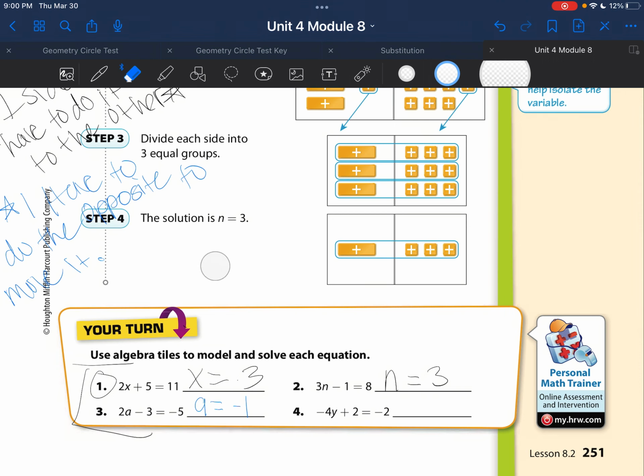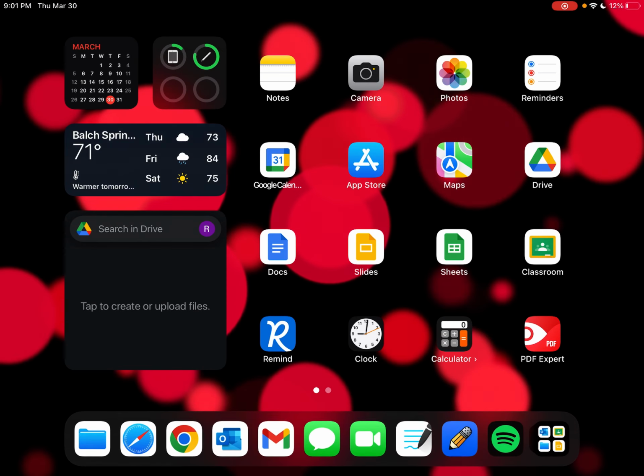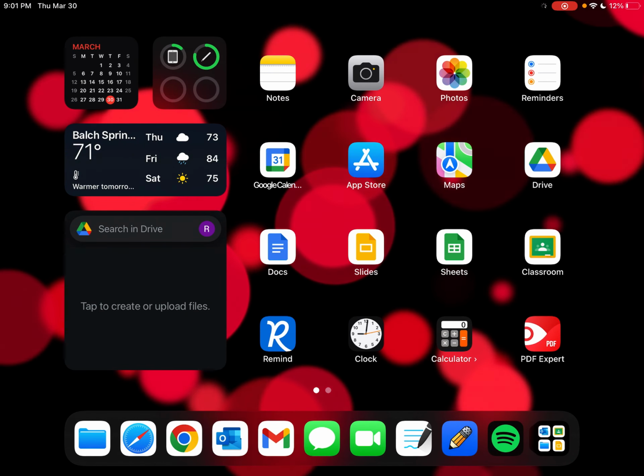Let's go ahead and do that last one over here. Alright? So this last one here is -4y plus 2 equals -2. Okay, first thing I want to do is draw my line. My variable for this equation is y, and that means I'm trying to get y by itself.